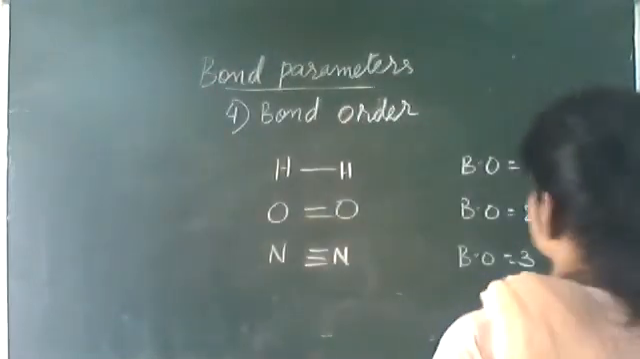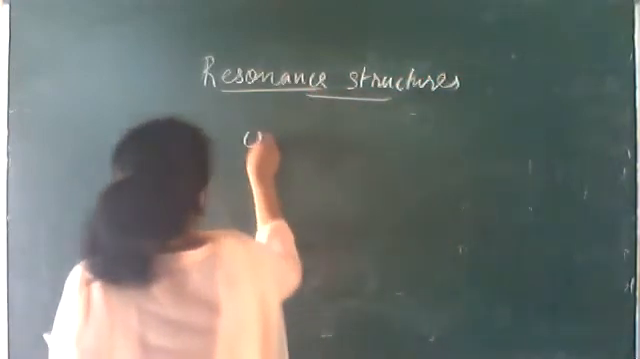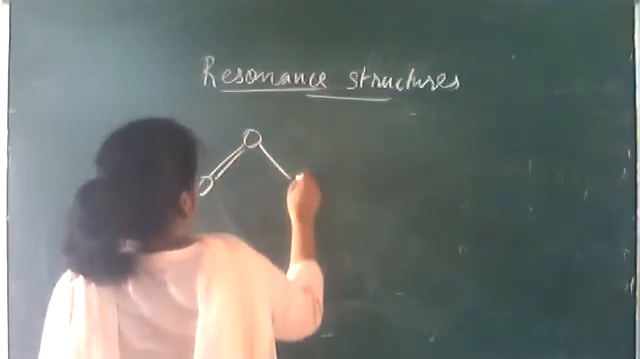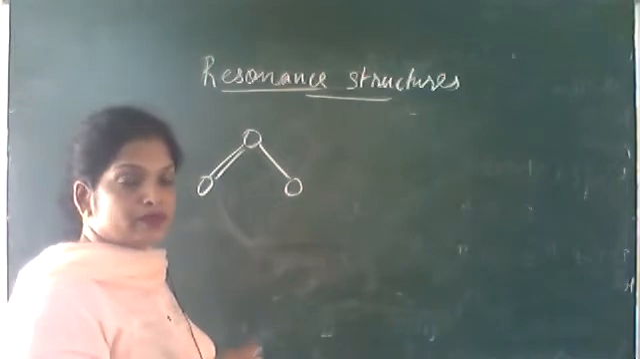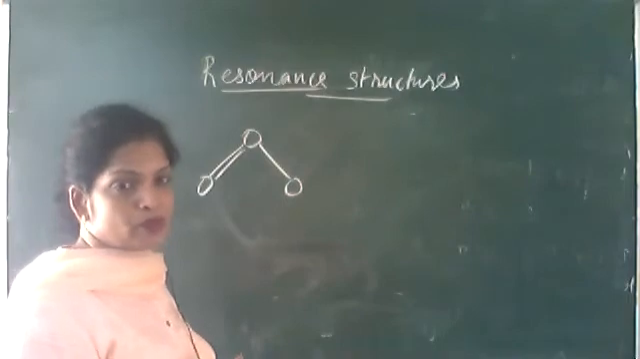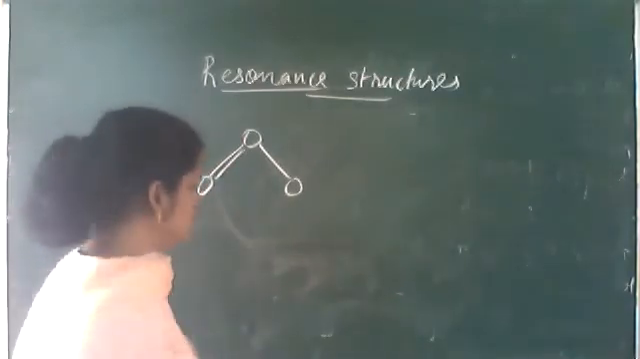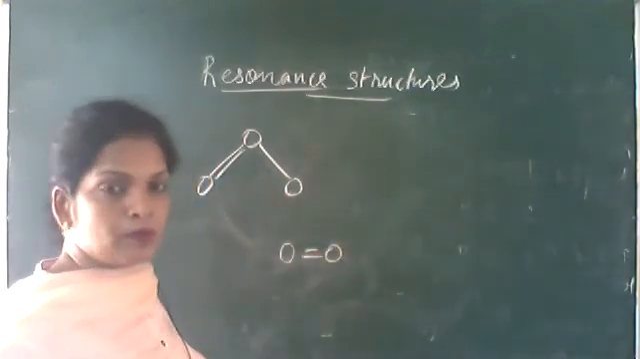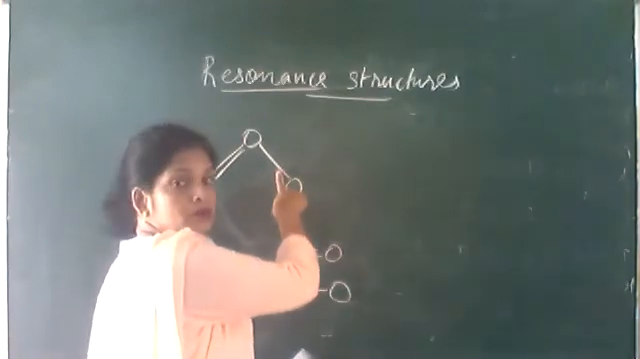Next, resonance structures, or canonical forms. We have already seen resonance structures, like ozone. In ozone you can see a double bond and a single bond. Double bond means double attraction, so the bond strength is more and the bond length is less. You can measure the bond length by experiments. So double attraction means this should be an O double bond O bond length, and here it should be an O single bond O bond length.